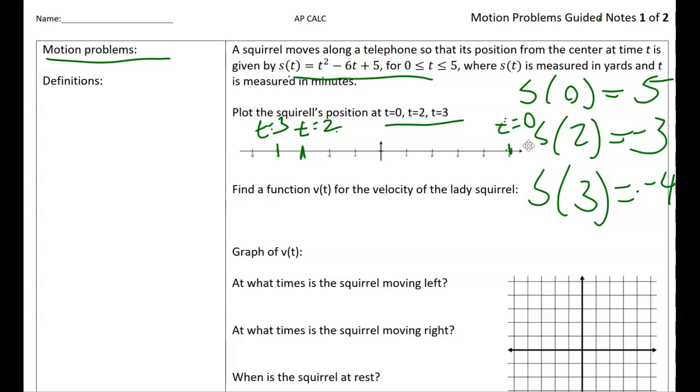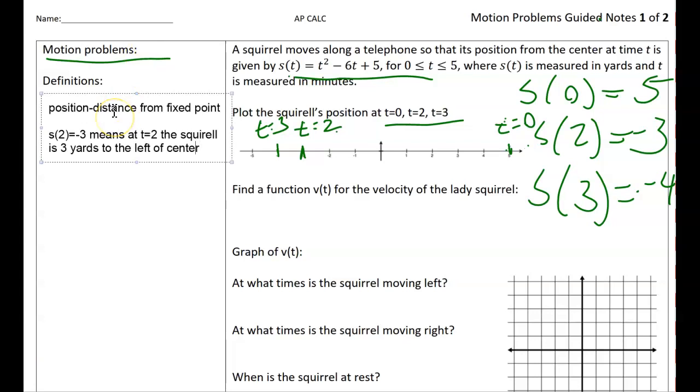So that brings us to our first definition. It's the definition of position. So position is distance, but it's distance from a certain spot. So it doesn't make sense to talk about where I am unless I have a point of reference, right? So in my example, s of 2 equals -3 means at time 2, the squirrel is 3 yards to the left of the center of the wire, right? So 3 yards to the left of the origin. So negative values mean left, positive values mean right, and this has always been the case of how we imagine number lines and graphs, right?